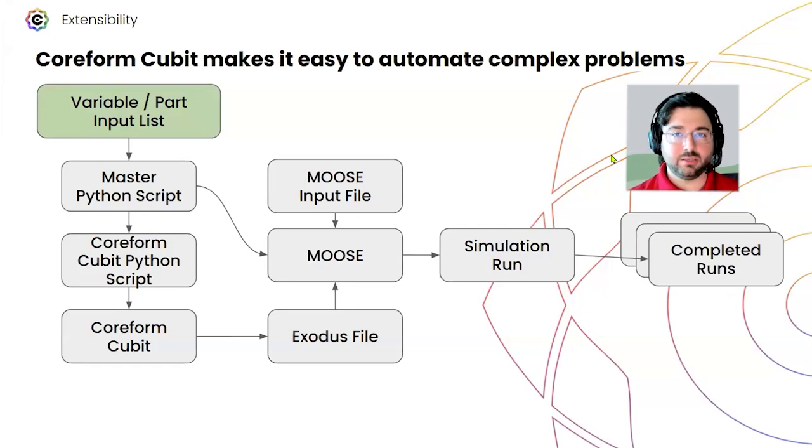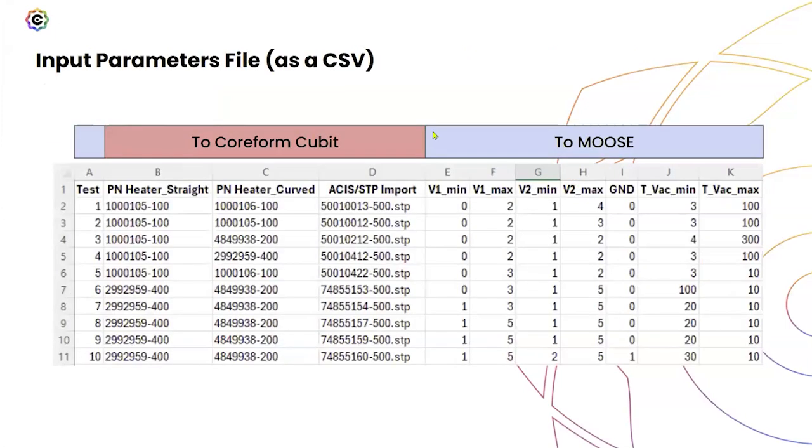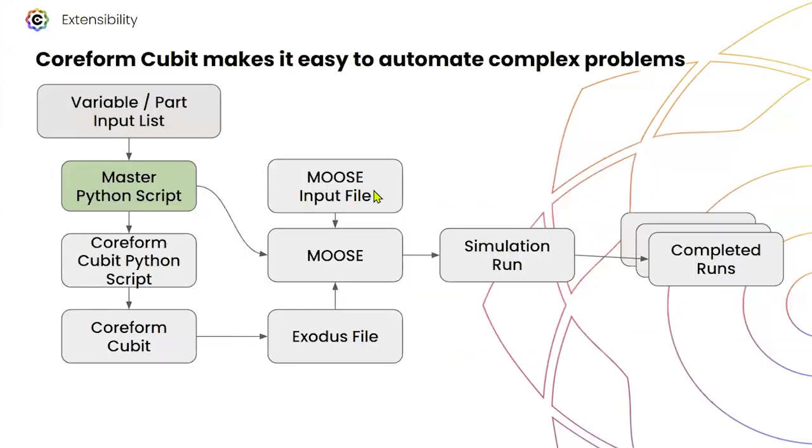I manage these in a table that has all these different parameters together. So this is what that looks like. And this master CSV file is split into the part numbers that I would be working with in Coreform Cubit and the import file. And then to MOOSE, I would be sending either single variables that would be modified that I want to sweep, or MOOSE itself has a parametric modeling system in there too, where I can put min maxes and have it actually sweep through those parameters. So this is what that step file would look like, or that CSV would look like.